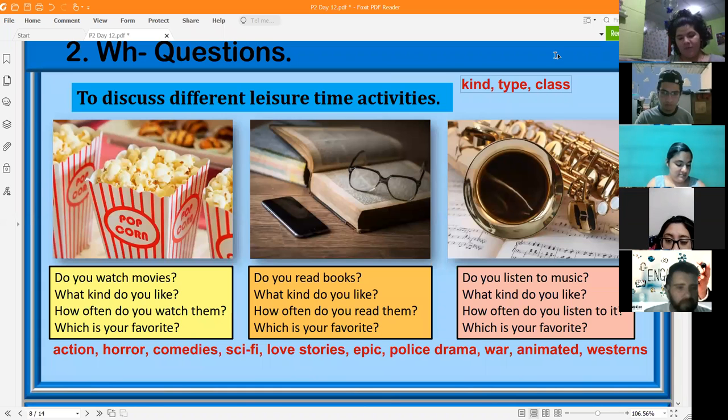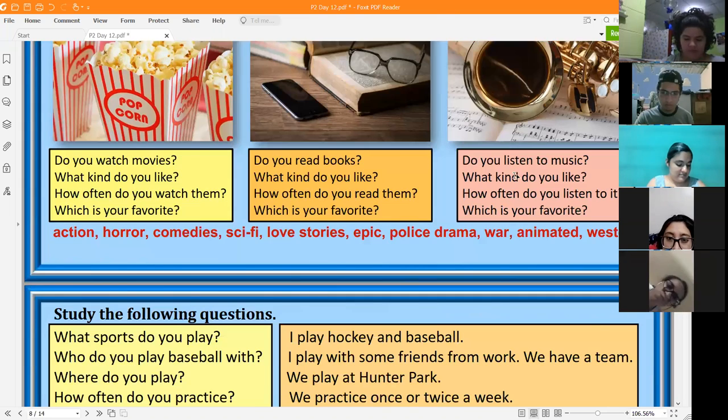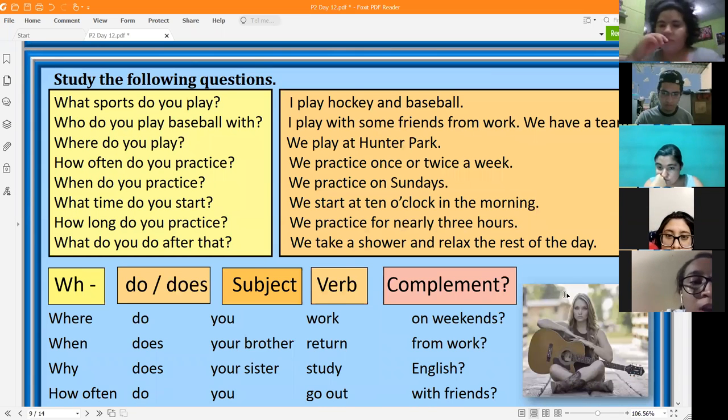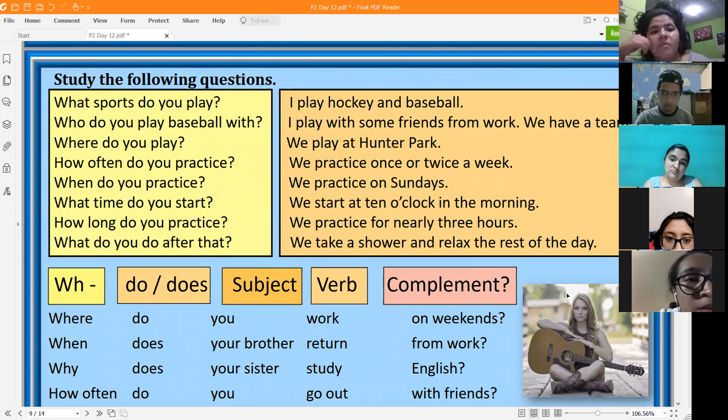Okay. Let's move on, my dear. I would like you to look at these questions. What sports do you play? I play hockey and baseball. Who do you play baseball with? I play with some friends from work. We have a team. Where do you play? We play at Hunter Park. How often do you practice? We practice once or twice a week.